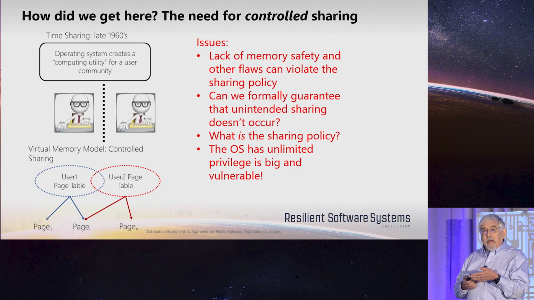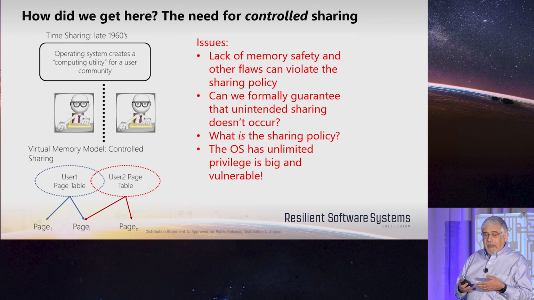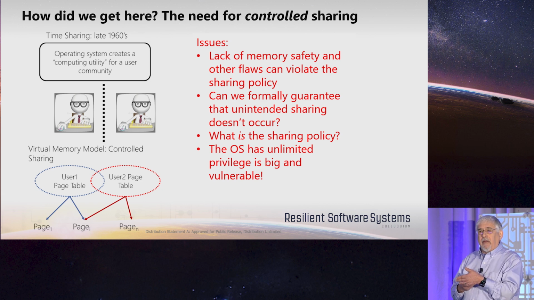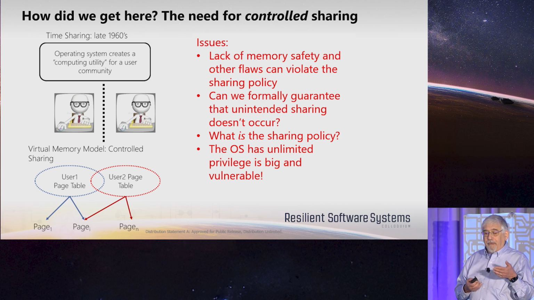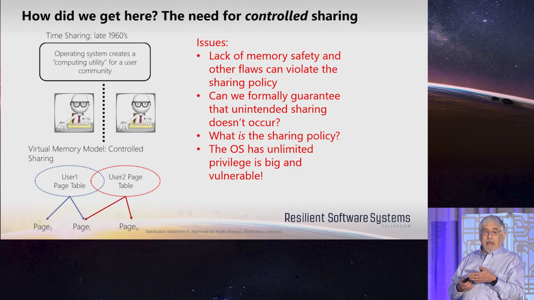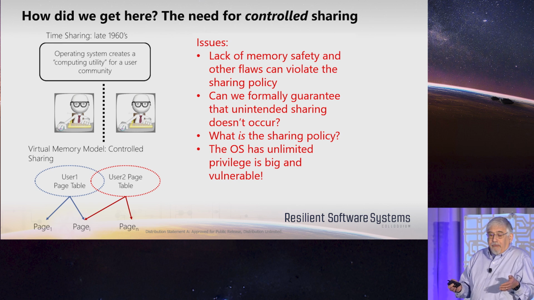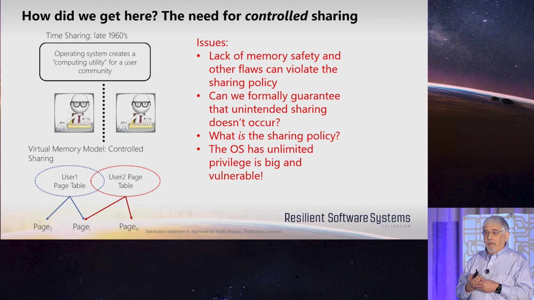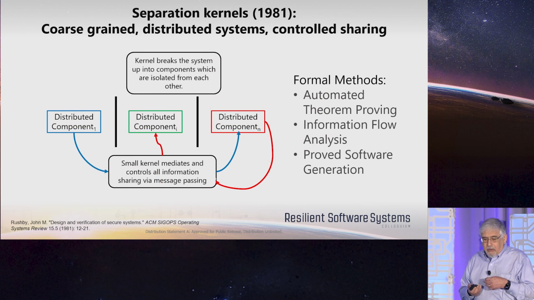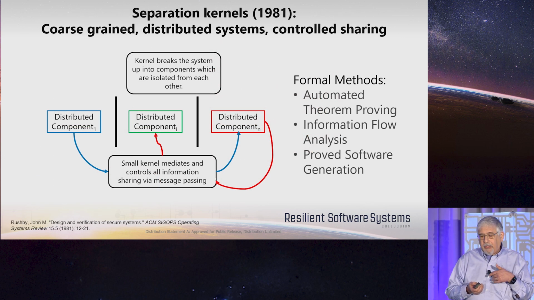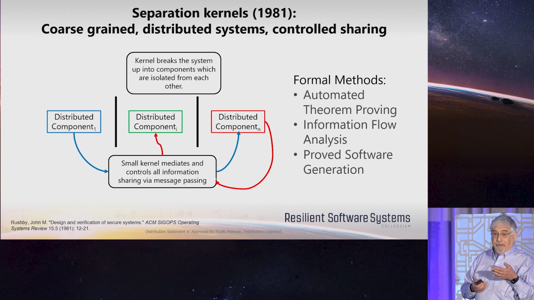We need to know in this system, can we really formally guarantee that unattended sharing doesn't occur? And in any event, what do we mean by unattended sharing? What is our sharing policy? On top of that, the operating system operates with unlimited privileges and itself has many vulnerabilities. So this was great from the point of view of usability, but it's introduced us to an era in which many things are vulnerable. So what could we do about that? Well, in 1981, John Rushby introduced this idea of a separation kernel.